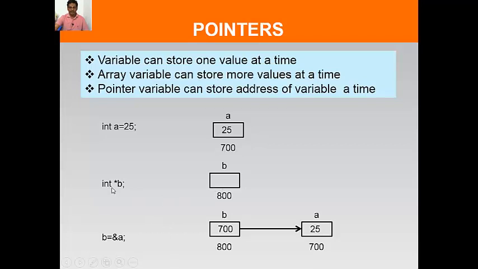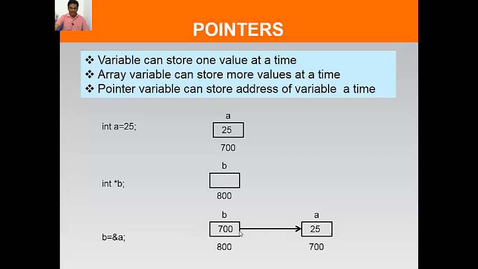This is the b location. So int star b allocates 2 bytes of memory. It may be an integer pointer variable or a float pointer variable, any type of pointer variable, and it has only 2 bytes because all addresses are in integer format. So all pointer variable sizes should be 2 bytes. So b size is 2 bytes, and its address is 800. b equal to ampersand a means the address of a, which is 700, and that 700 is assigned to b. So b is a location name, and b is a pointer variable. This location is eligible to store an address.